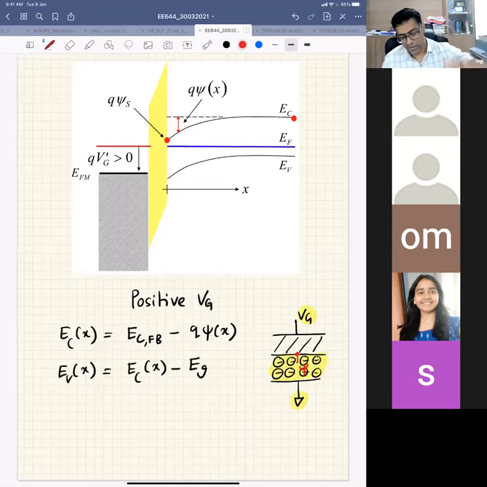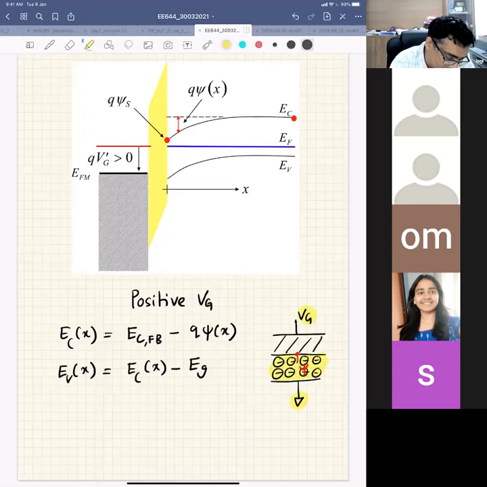So this psi will be positive, because the voltage will be somewhere between Vg and zero, because you always have to follow Kirchhoff's voltage law, right? If you're applying some gate voltage, there will be some drop in the silicon, and that will be positive. So this is psi. Since psi is positive here, your conduction band will be the conduction band in the flat band condition minus q times psi x, and your valence band is Ec(x) minus Eg.